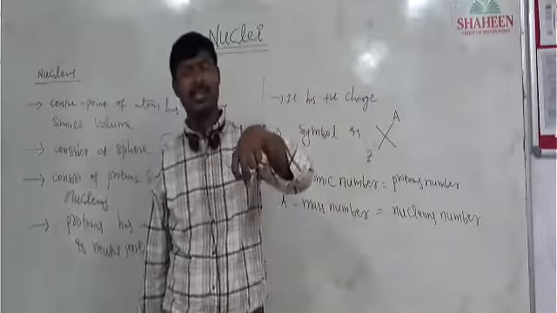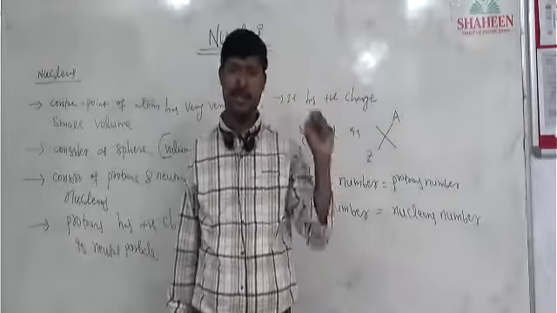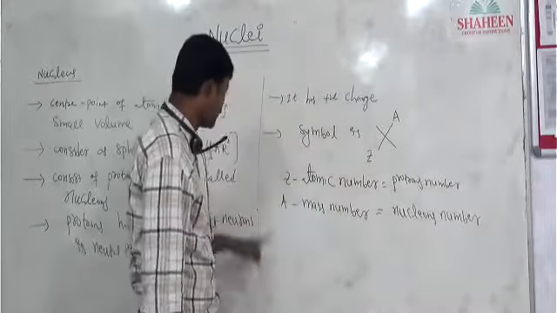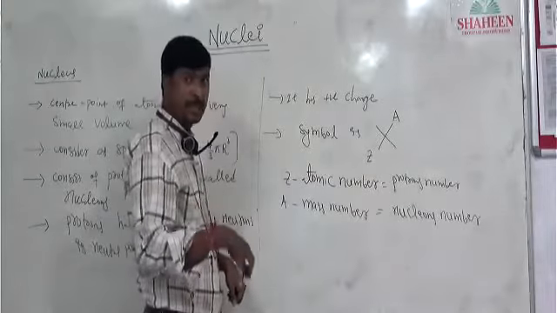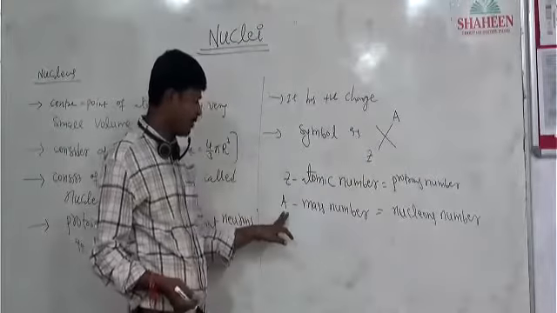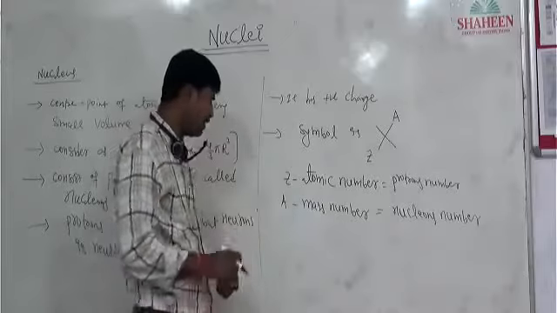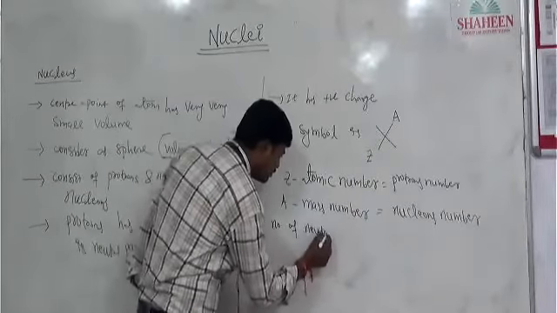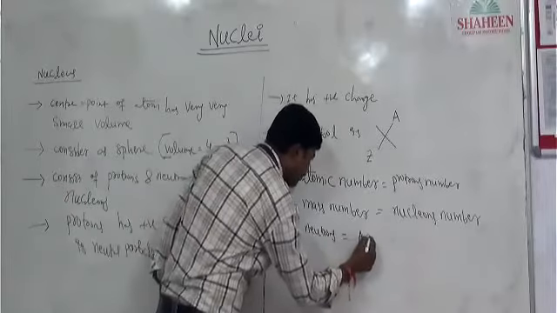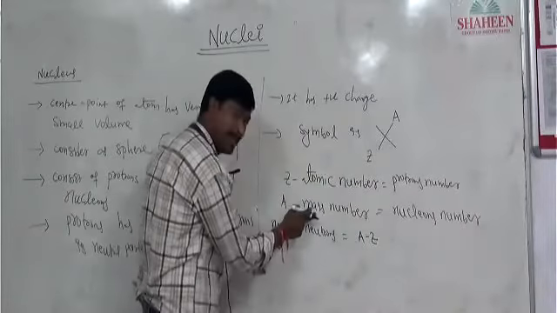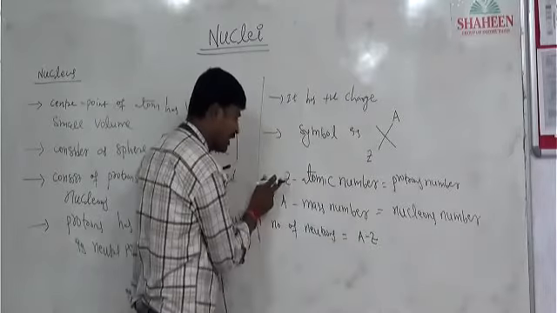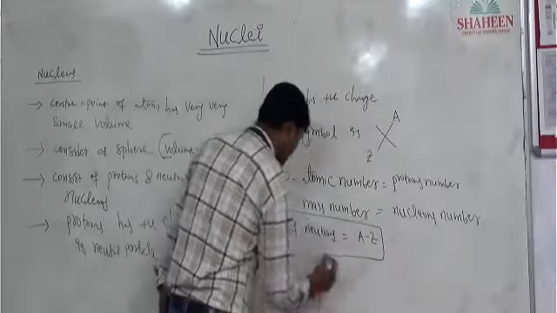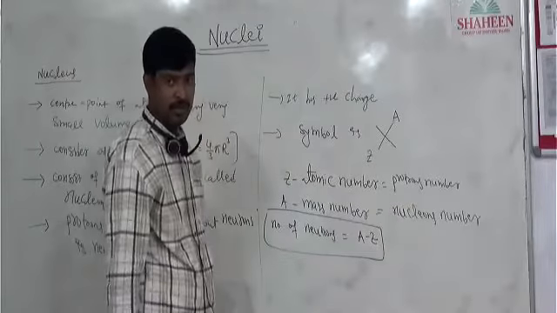Then inside the nucleus, neutrons as well as protons are there. Then we can write the total number of neutrons present. This A is the total number of protons plus neutrons, and this Z is only the proton number. Then what is the neutron number? The number of neutrons is equal to A minus Z, because in A, neutrons are there and protons are there, and Z is the number of protons. So A minus Z gives the number of neutrons. Clear?